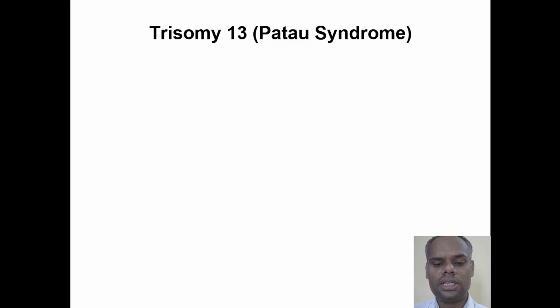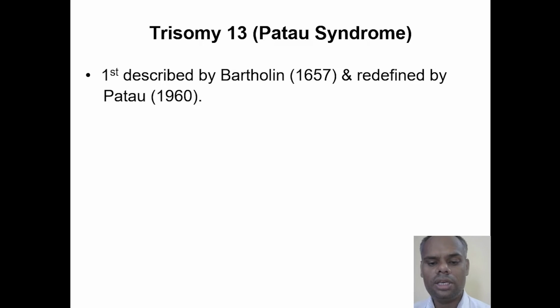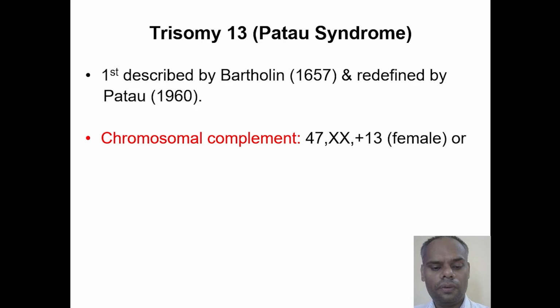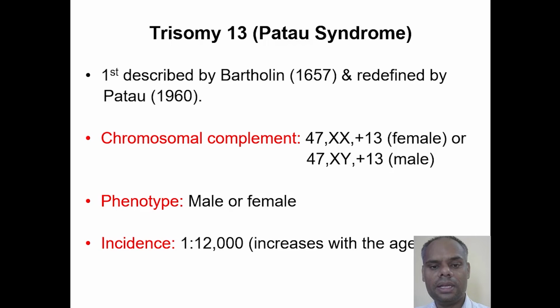Trisomy of chromosome number 13 is also known as Patau syndrome. It was first described by Bartholin in the year 1657 and was redefined by Patau in the year 1960. For female, chromosomes are 47XX plus 13 and for male, chromosomes are 47XY plus 13. It affects both male and female subjects, and the incidence rate is 1 in 12,000 subjects, which can increase with the age of the mother.